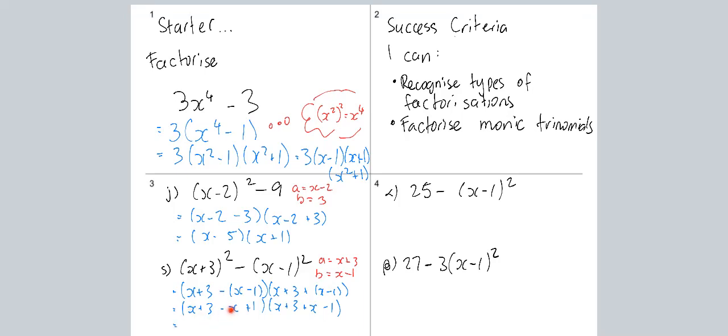I've got x minus x is 0. 3 plus 1 is 4. So I'm actually just left with a 4. No need for brackets outside of that. x plus x is 2x. 3 minus 1 is 2. Oh, I've got a bit more I have to do after that.